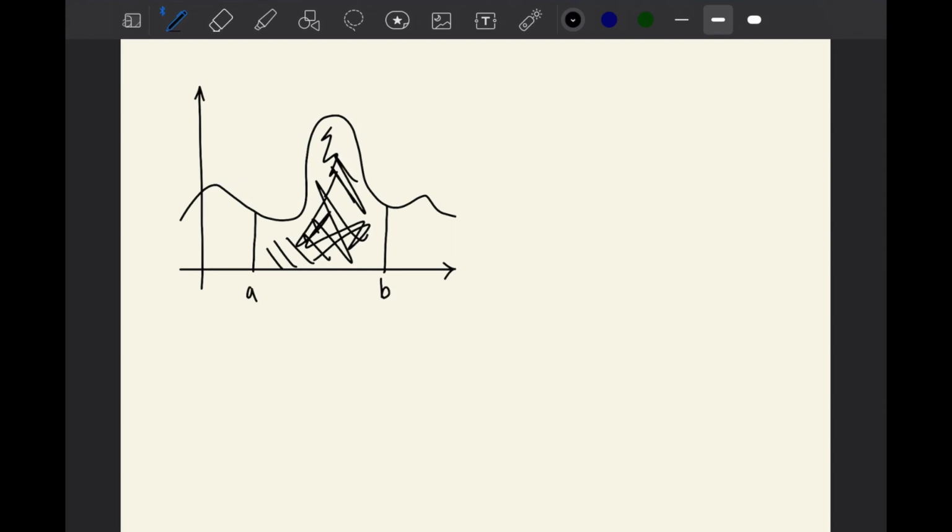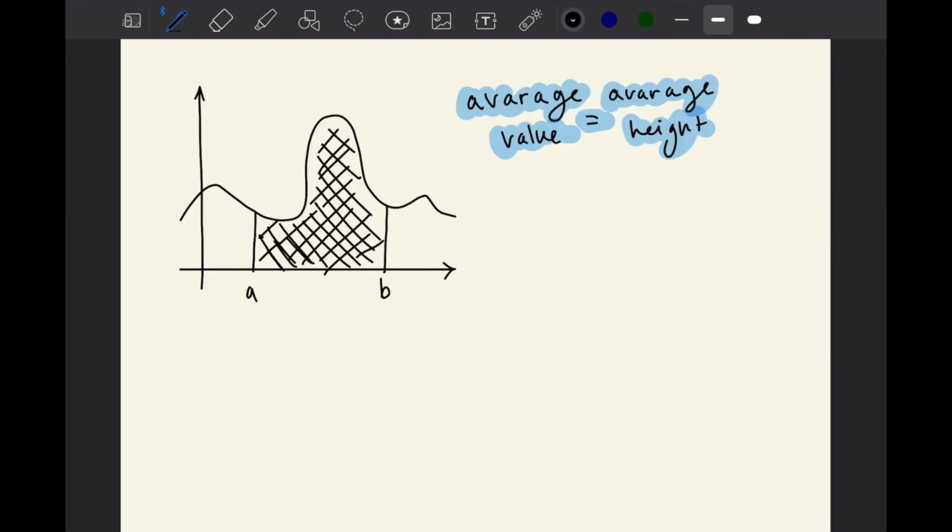Sorry, this is a very ugly area. I'm going to redo it. And now it's looking a little bit better. It's still not quite perfect. Anyway, so the average value is basically just the average height of the function. And this is pretty straightforward.